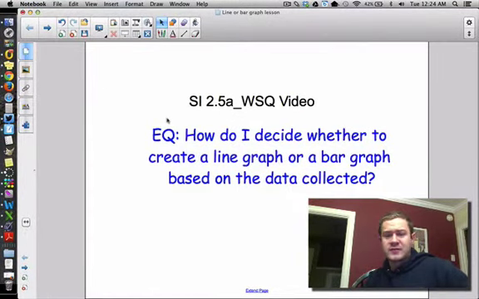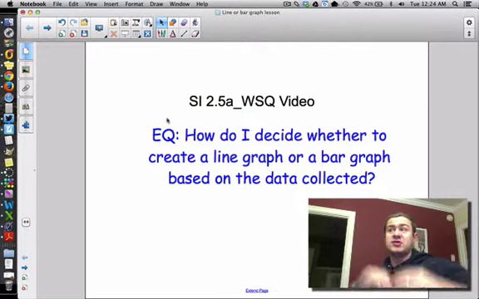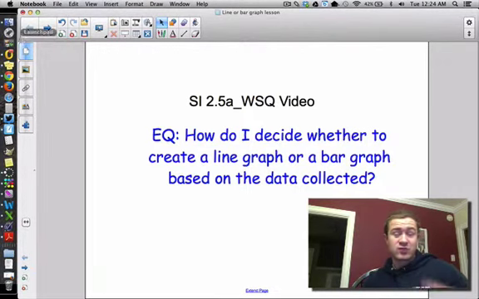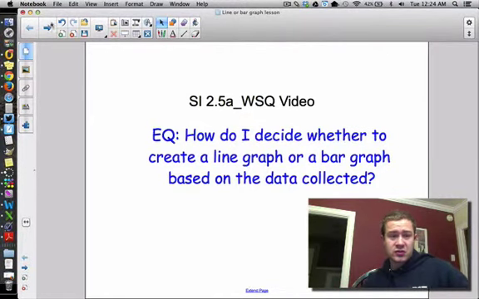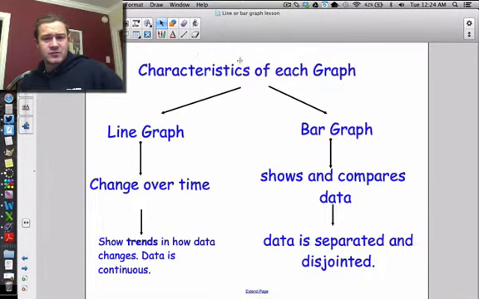We're going to be talking about in this video, how do I decide whether or not to create a line graph or a bar graph based on the data that I collect. There are very specific differences between those two, and so we're going to talk about those in our lesson today. First, I want to talk about some characteristics of each graph, and this is in your notes.